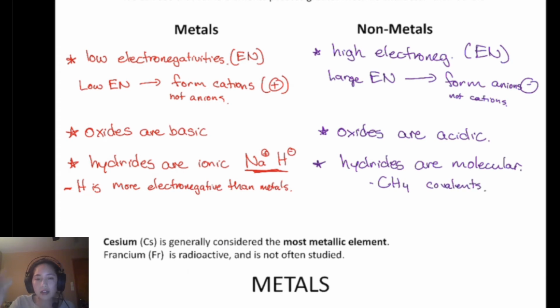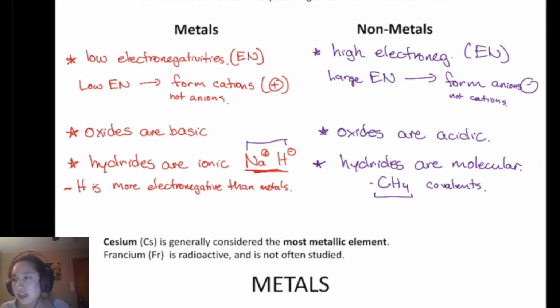So instead of having a transfer of an electron like for our sodium hydride example, where hydrogen is much more electronegative, so it's more likely to gain that electron from sodium, if we compare that to a nonmetal plus hydrogen containing molecule, that molecule will be molecular. So those electrons will actually be shared with one another.